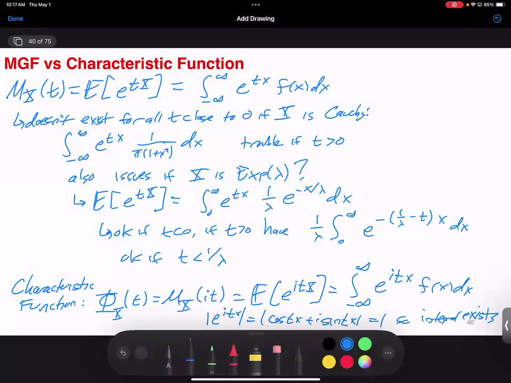So this is the advantage of the characteristic function over the moment generating function. The characteristic function always exists. It is much easier to work with objects that exist than objects that do not exist. Does anybody know another name essentially for the characteristic function? You might have seen it in another class.